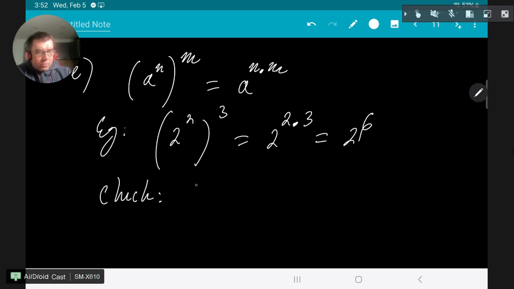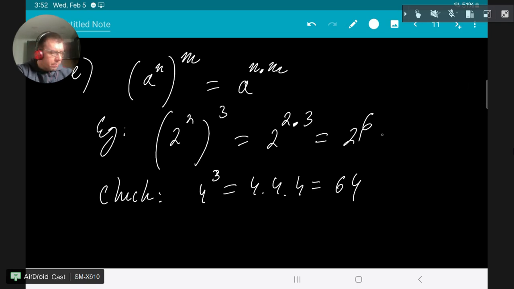So 2 to the power of 2 is 4, so this is going to be the same as 4 to the power of 3, 4 times 4 times 4, which is 64. And you see that if I multiply 2 by 2 by 2 by 2 by 2 by 2, 6 times, I'll get to 64. All right.